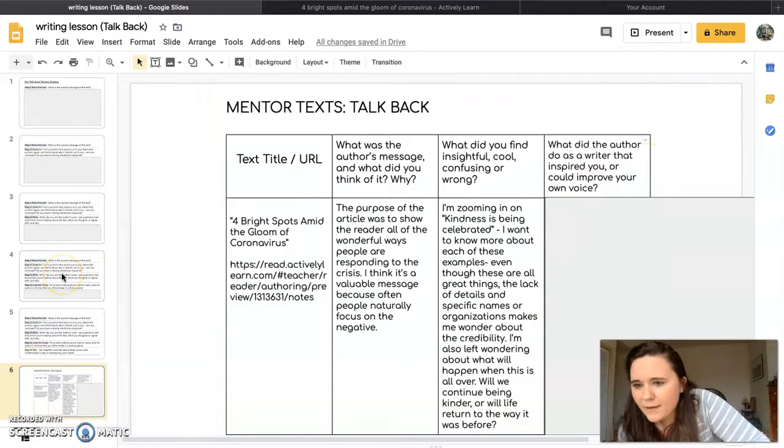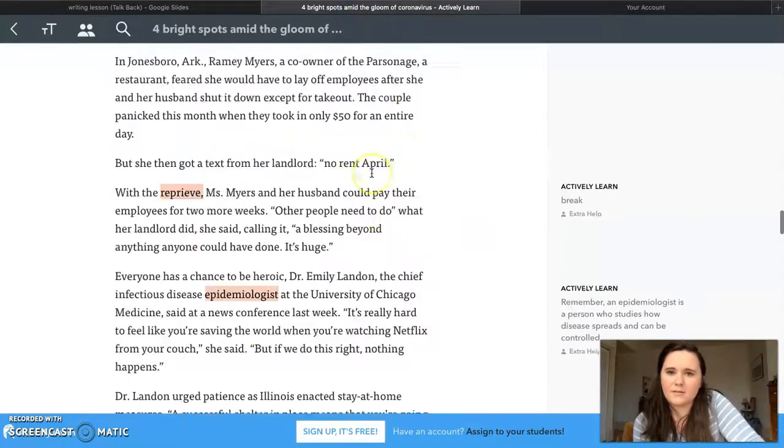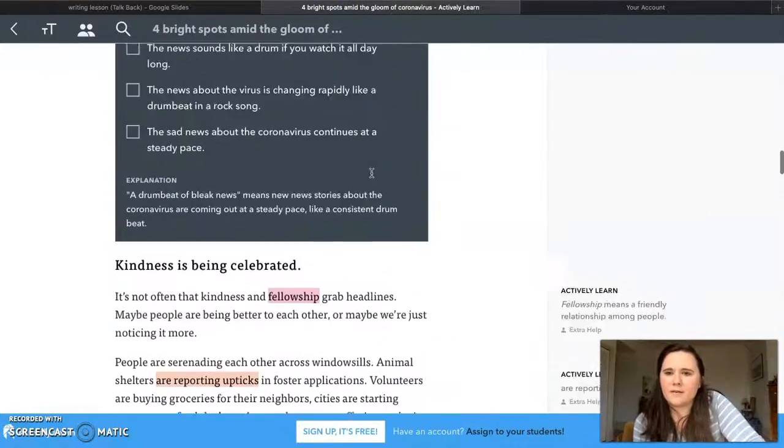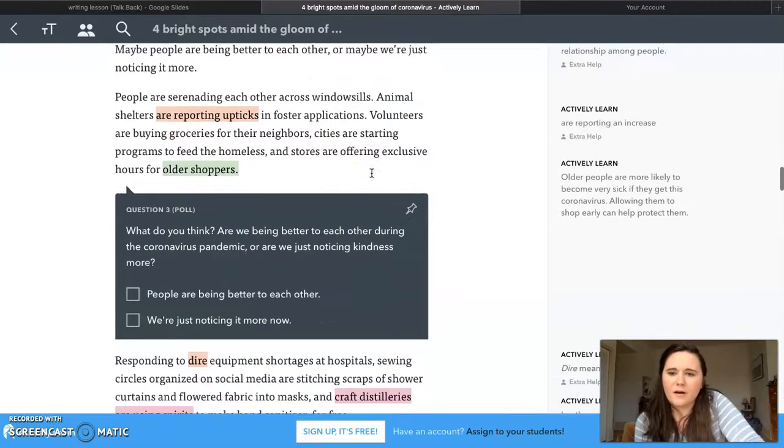And then step 4, look for clues. What did the author do as a writer that I think I could include in my own writing to make my piece stronger? In this article, it has something that's very cool that I haven't seen a lot of other places. Throughout the article, there are polls. So what do you think?